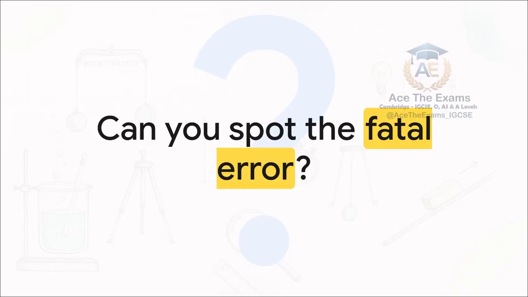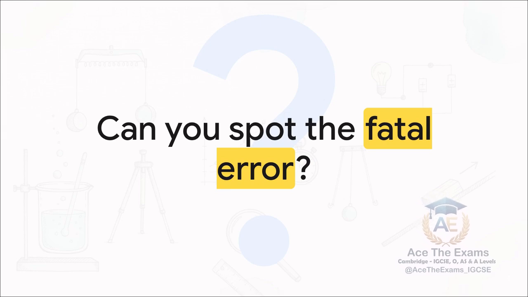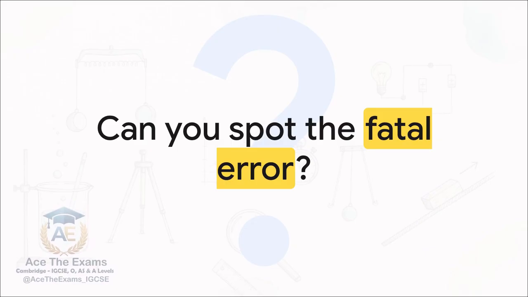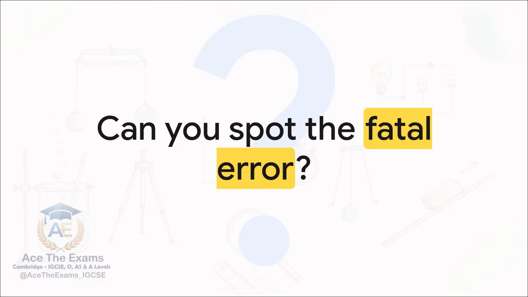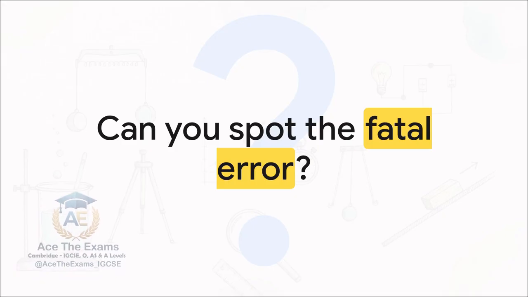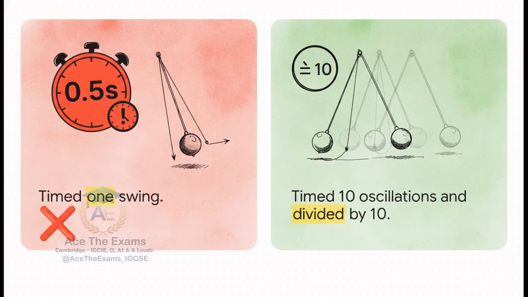Okay, let's put your new knowledge to the test right now. I want you to pause this explainer for a second and just look at this experimental design. Try to spot the fatal error. The student wrote, "I timed one pendulum swing with a stopwatch to find the period." Based on the rules we just went over regarding human limitations and small measurements, why on earth is this student going to lose marks? Think about it for a second. Did you spot it?